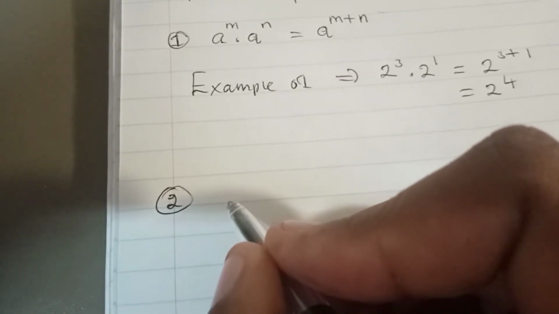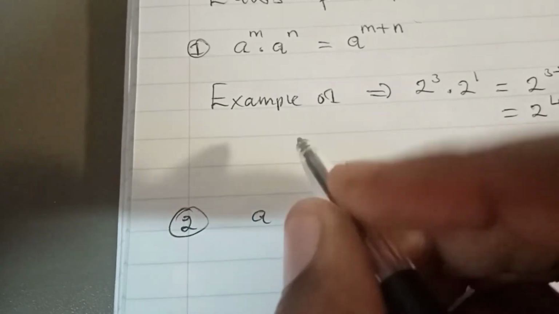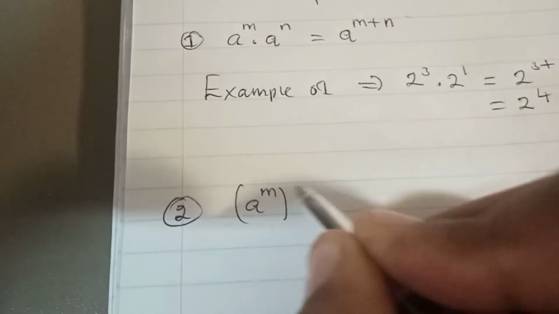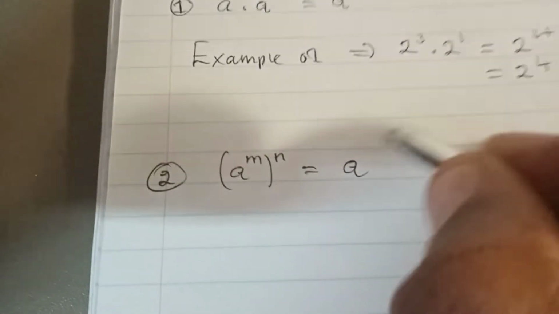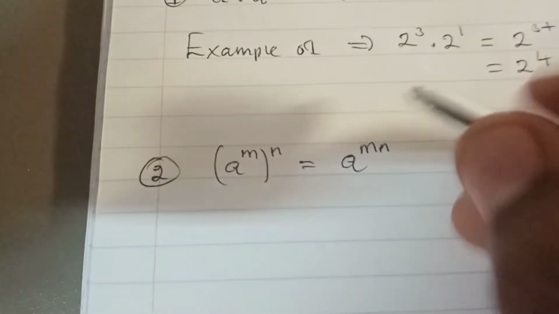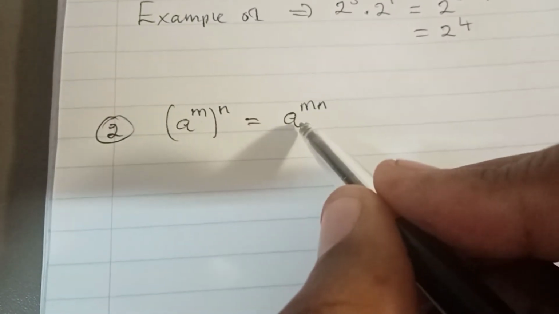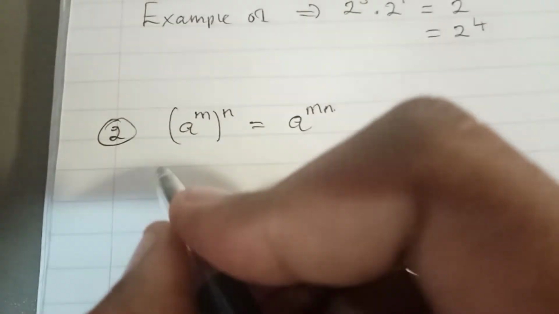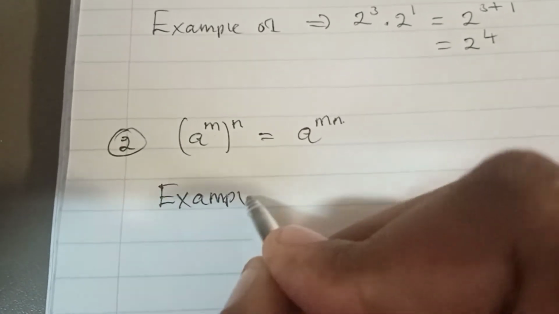So now let's look at law number 2. What law number 2 basically says is that if we have a to the power m, all raised to the power n, this is equal to a to the power m times n. So what we do here is just multiply m and n to get the product as the exponent of a, a to the power mn. So let's have an example to further understand what we are talking about.